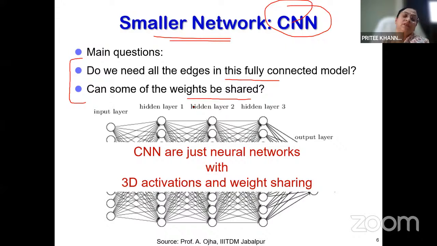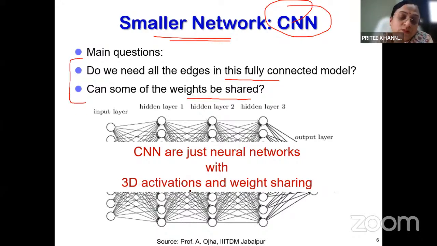So there we get the answer, which says that convolutional neural networks are just neural networks with 3D activations and weight sharing. That is what we need to understand. We can say that CNN is a multi-layer neural network having two important things. One is local connectivity. We will see that neurons in a layer are only connected to a small region of the layer before it, not all, right?